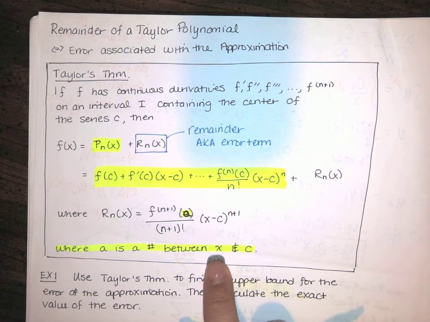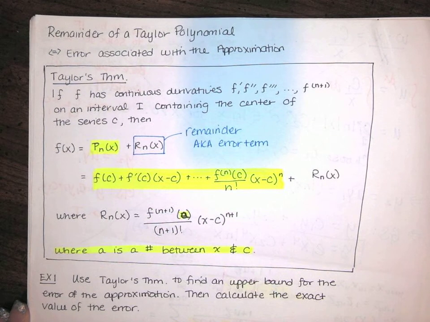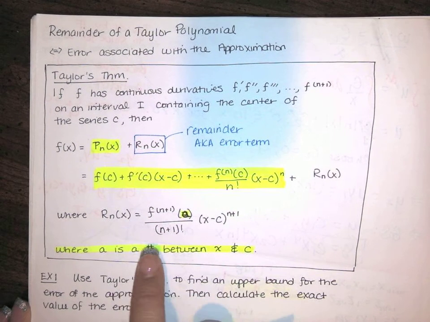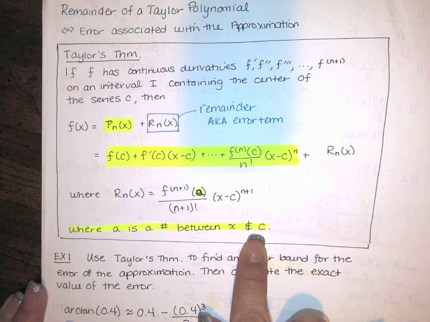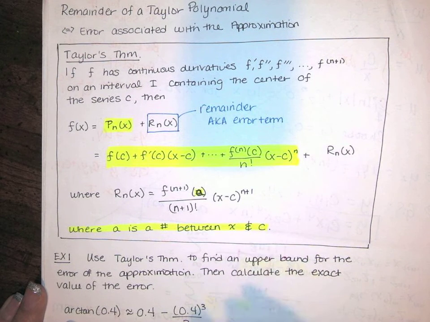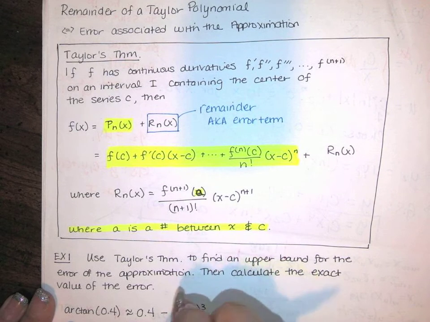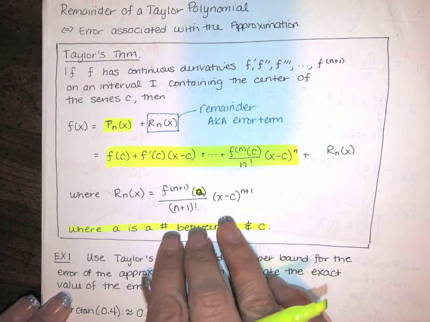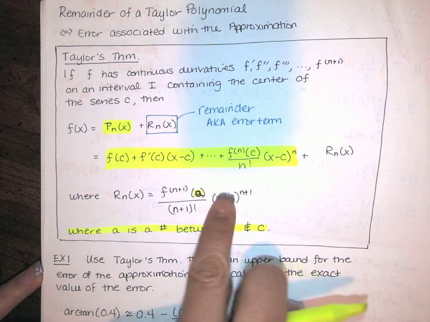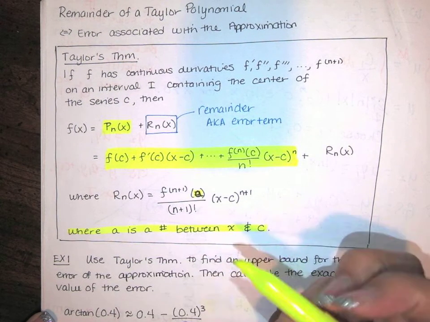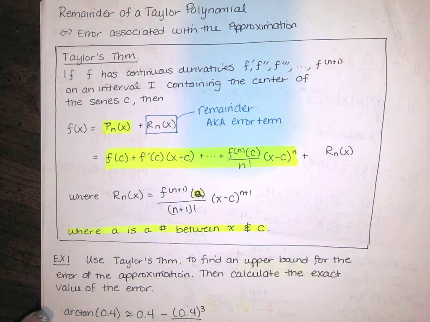So x is the value where we are approximating our function. We're saying f of x is equal to this plus this remainder. So that remainder depends on x. And a is just some number between the x value where we're approximating the function and the center of the series c. Now, there are implications for this. I don't actually need to find the value of a. That's not our concern. What we really need to do is find an upper bound for this error. If I can find an upper bound for this expression, well, that's going to tell me the error, or the maximum error, in using this polynomial to approximate this function over here.